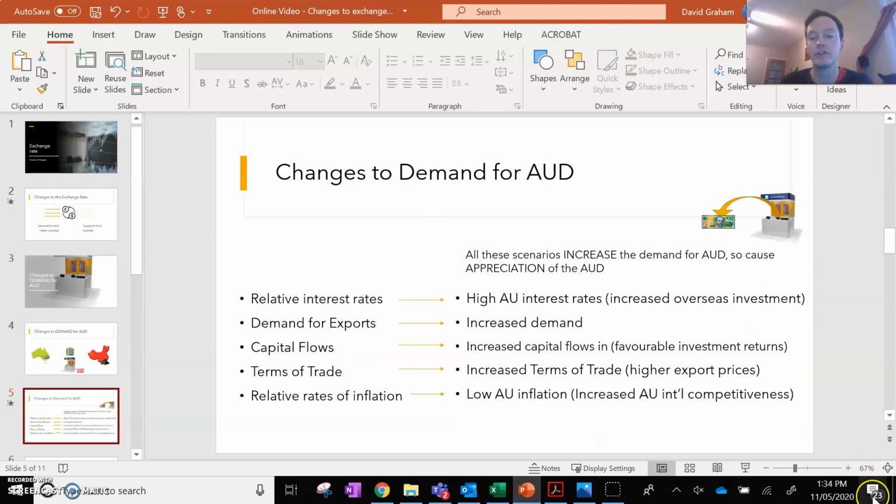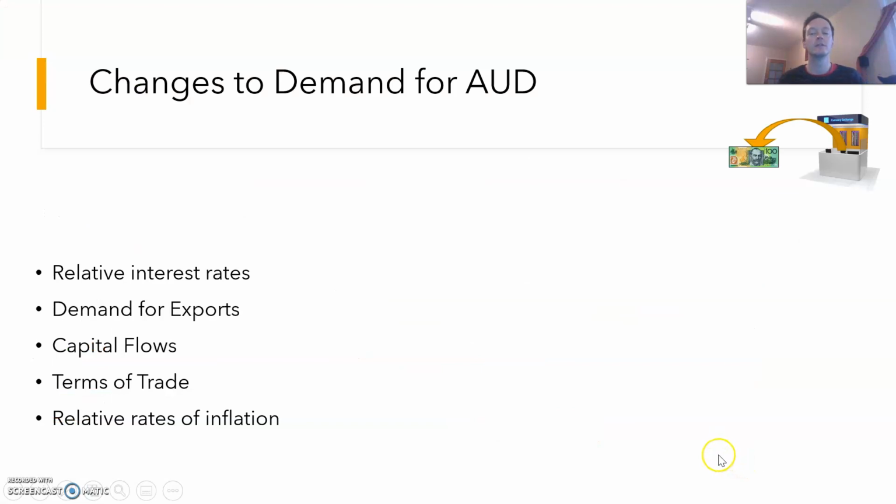So let's now link that through to the study design, okay? So the study design specifically talks about specific variables that are going to change the value of the currency, okay?